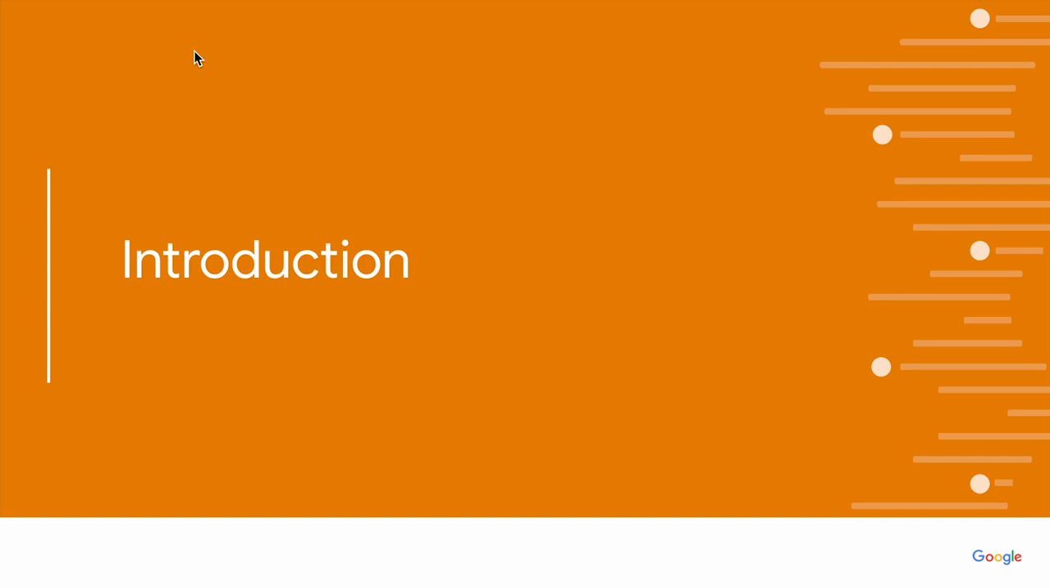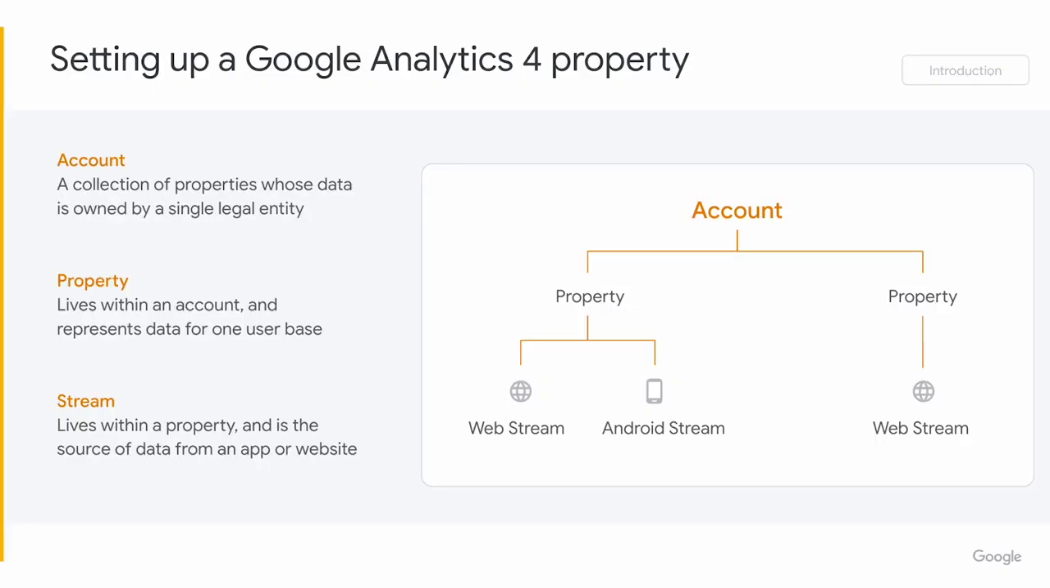Let's begin with some basics before we really get into how tagging works. First, you want to set up a Google Analytics 4 account if you don't already have one. Now, typically, an account represents a single legal entity. That could be your entire organization. It could be a specific product line. Now, how you construct it is really up to you.